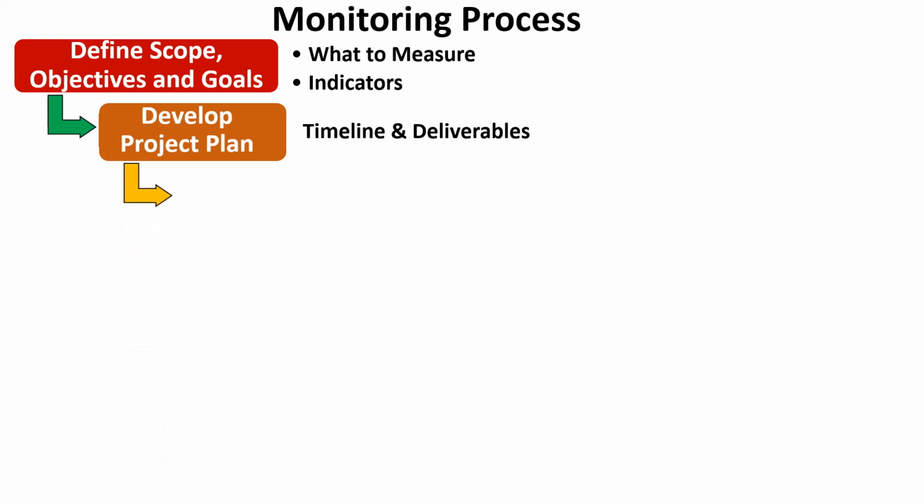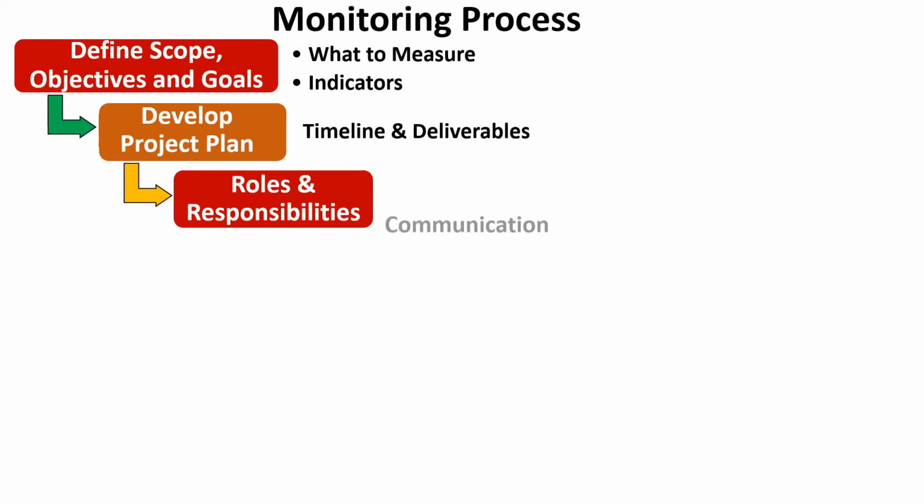Third, it is important that there are clear roles and responsibilities assigned to the team members. Also, communication channels need to be established to ensure that everyone is aware of the responsibilities and there is a continuous flow of information regarding the project, its issues, and progress.